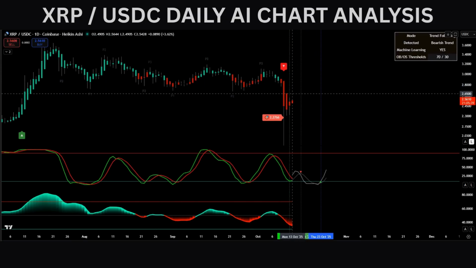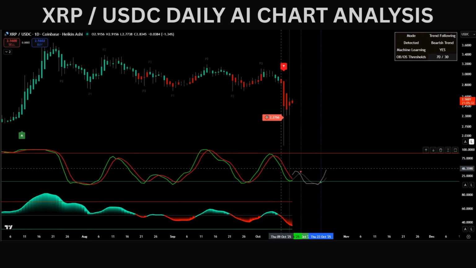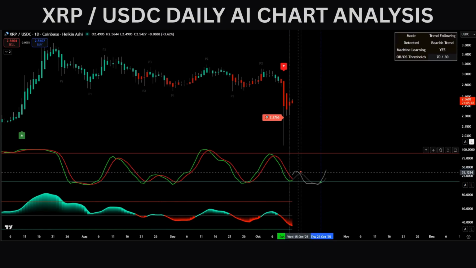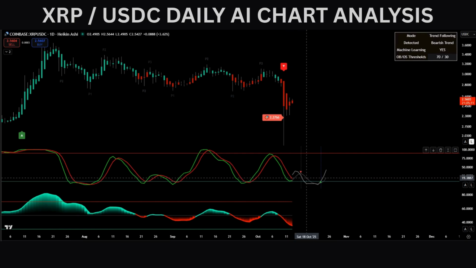Now, let's move to the Infinity Signal indicator, which is one of the most insightful parts of this setup. The green and red lines here represent the traditional stochastic RSI, with green as the faster %K and red as the slower %D. The lighter gray line in the projection represents where the green line is expected to move in the near future, while the darker gray line projects the red line's path.